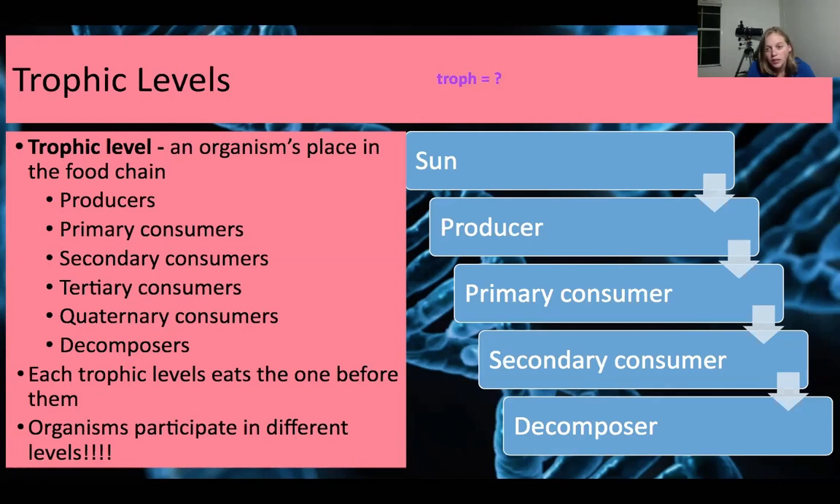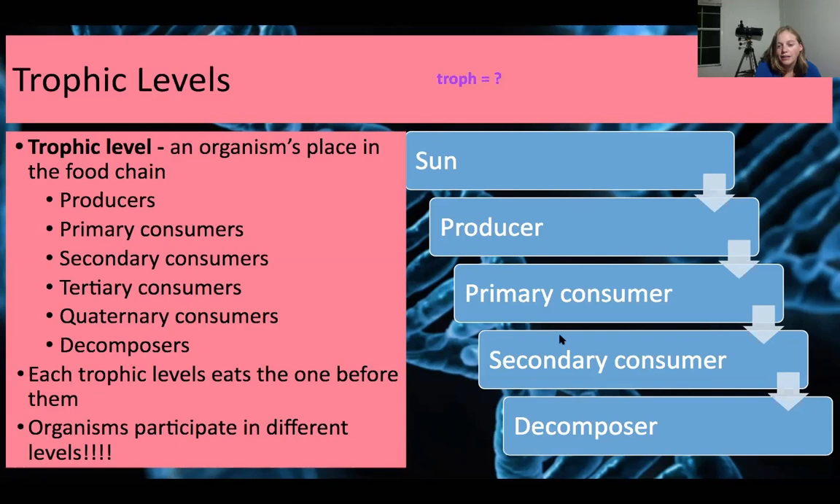Now, organisms can participate at different levels of the food chain. So if you eat a cheeseburger with lettuce, tomato, and mayonnaise, for example, then you're going to be acting as a primary consumer when you eat the lettuce and the tomato, which are producers.